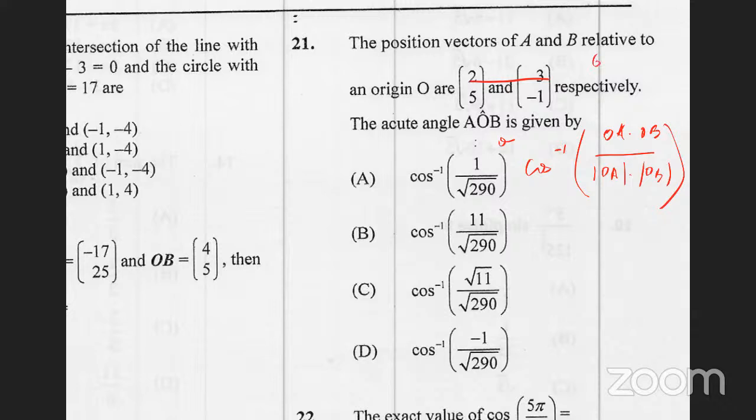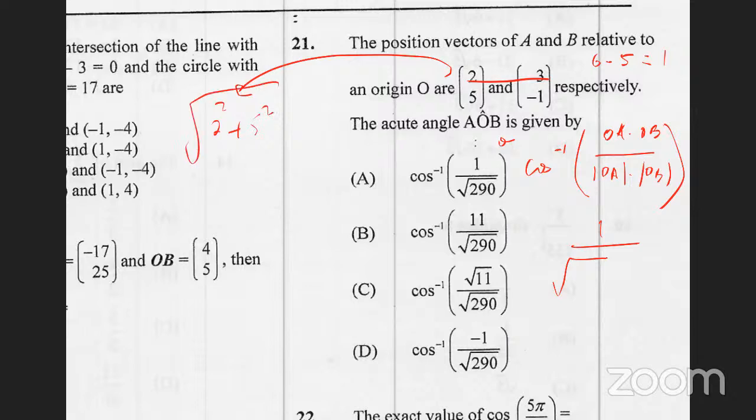That'll be 6 minus 5, which is 1. And then we need the product of the magnitudes. So remember how to find magnitude. Magnitude here will be 2 squared plus 5 squared, square root of that. So that's 4 plus 25, that's root 29. And the next one is root 10. Right? So it looks like 1 over root 290. That's apple.